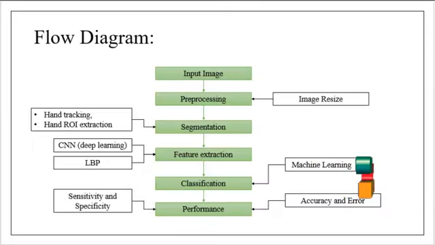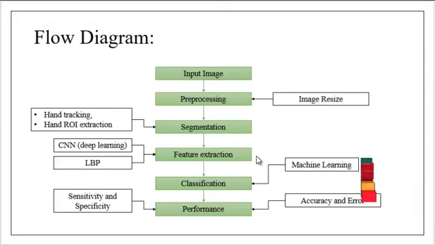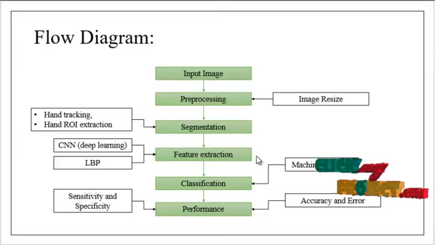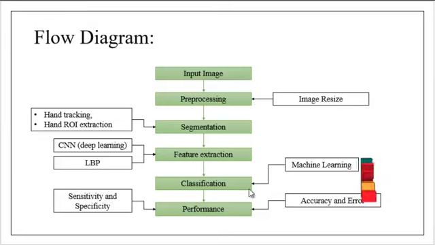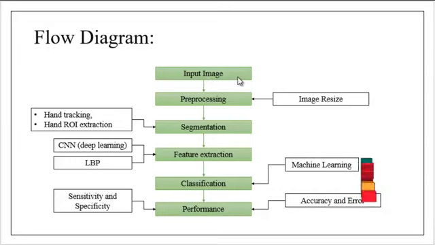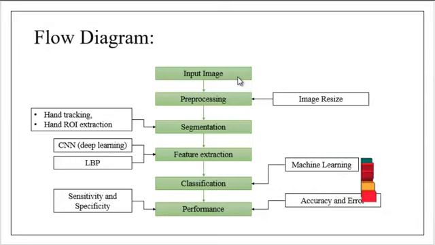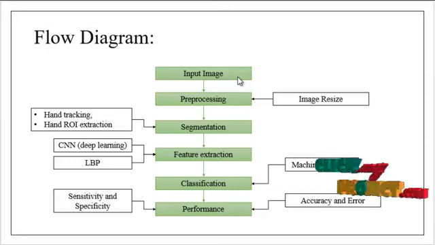Now we are going to discuss the flow diagram of the process. This is the overall flow diagram of this project. This project consists of the following steps: input image, pre-processing, segmentation, feature extraction, classification and performance estimation. These are the 6 modules present in this project. At first, the input image is taken from the dataset. The dataset consists of a lot of images having different kinds of activities. So we have to import any one image from the dataset.